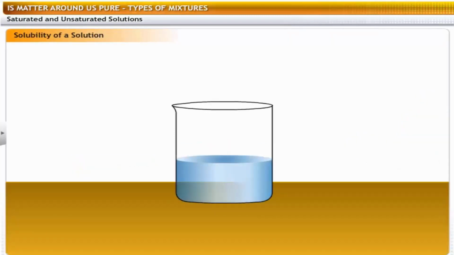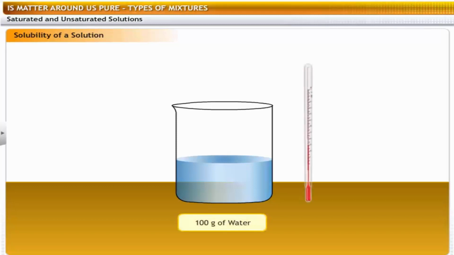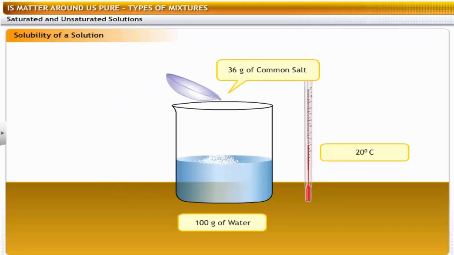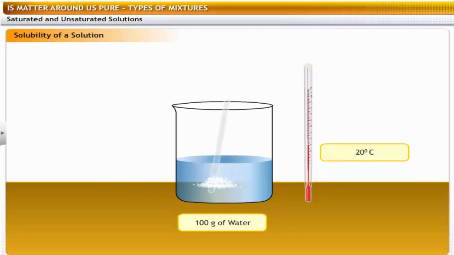Solubility can be defined as the maximum amount of solute by weight in grams dissolved in 100 grams of solvent at constant temperature. For instance, at 20 degrees centigrade, a maximum of 36 grams of common salt can be dissolved in 100 grams of water. So the solubility of common salt is 36 grams at 20 degrees centigrade.